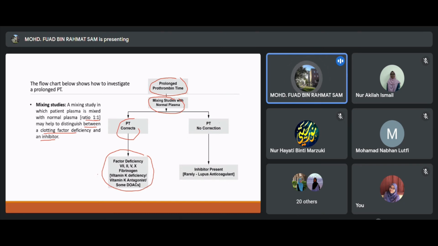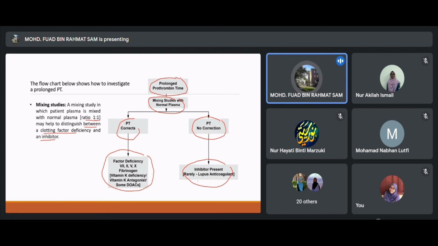So DOACs is direct oral anticoagulants. But when the patient's prothrombin time is measured and prolonged, we proceed with a mixing study, adding normal plasma, and there is no correction. So maybe there is an inhibitor present, or rarely we call it a lupus anticoagulant. Later you will see more uses of mixing studies or correction studies.